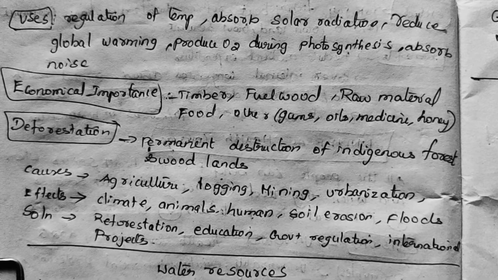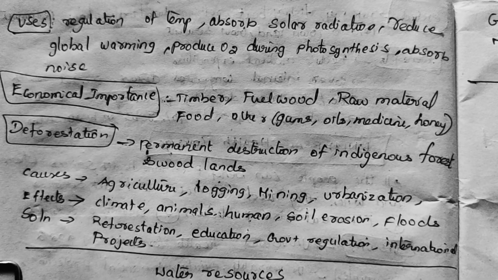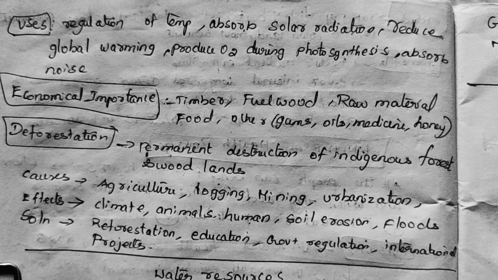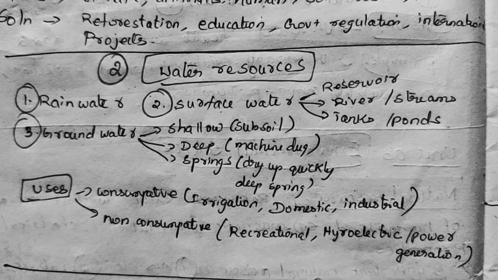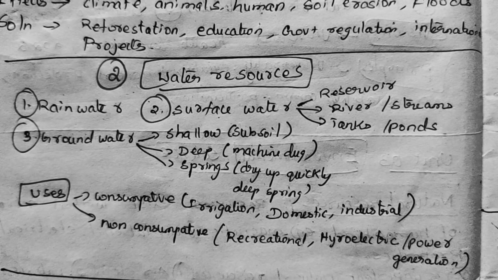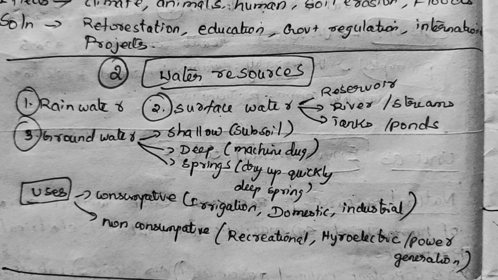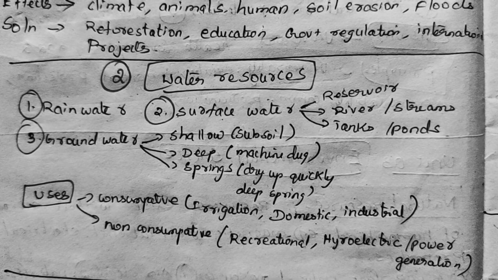So we have discussed uses, ecological importance. What do you mean by deforestation? What are the causes? What are the effects? And what is the solution? The next one, water resources. So the rainwater. Second one, surface water. Under surface water, reservoirs, rivers, streams, tanks, ponds.